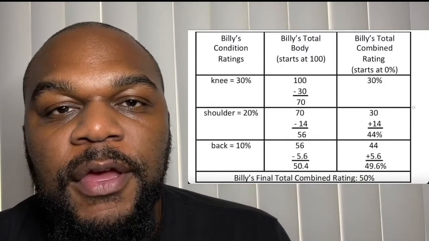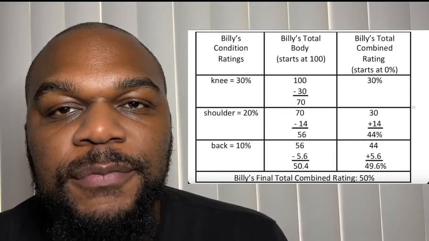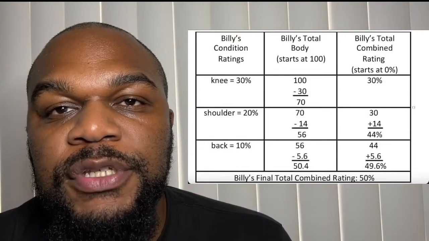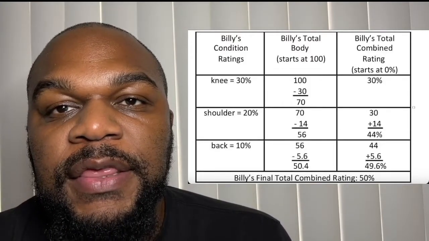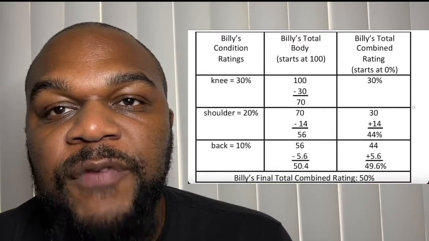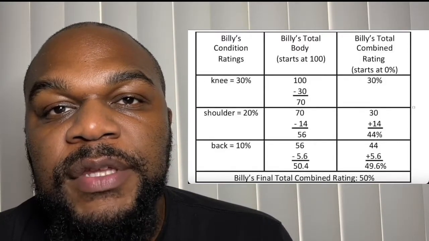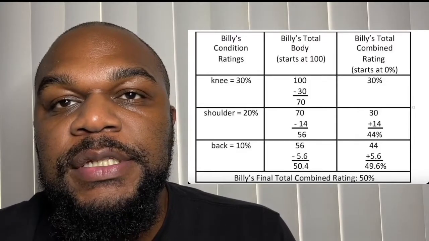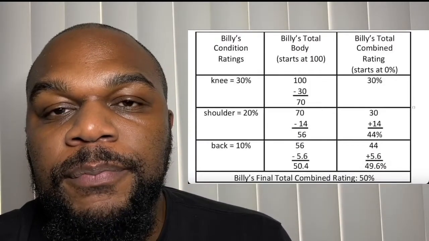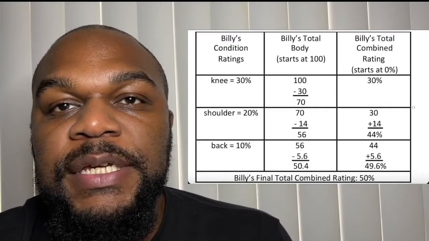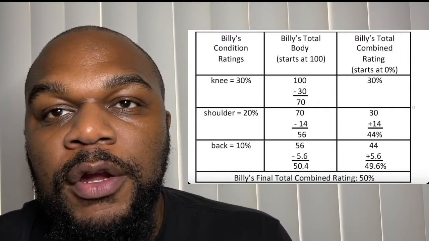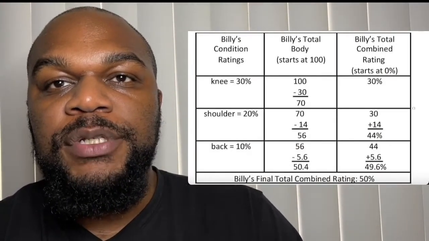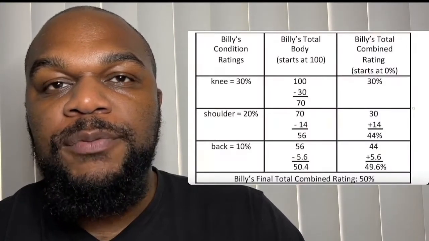Take a deep breath and follow along with the table. This might help some. Now, for the last 10%, again, we can only subtract 10% of what is left of the total body. Thus, 10% of 56 is 5.6. 56 minus 5.6 is 50.4. And again, since only 5.6 was subtracted from the total body, only 5.6 is added to the combined rating so far. Billy's rating is 30% plus 14% plus 5.6%, equaling up to 49.6%.